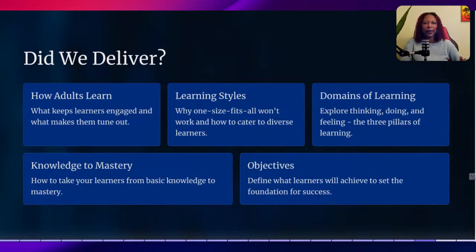But you do have a preference, and that same preference could be different amongst all of your learners. We also looked at the domains of learning: thinking, doing, and feeling. These are the three pillars of learning. And then how to take your learners from basic knowledge to mastery by understanding Bloom's taxonomy. And then the objectives, defining what learners will achieve to set the foundation for success. They were our primary objectives.